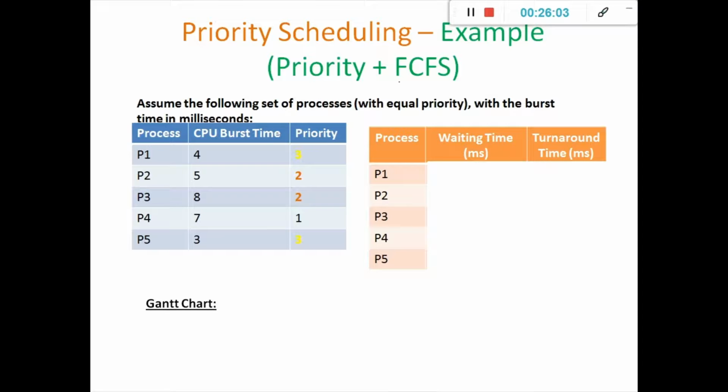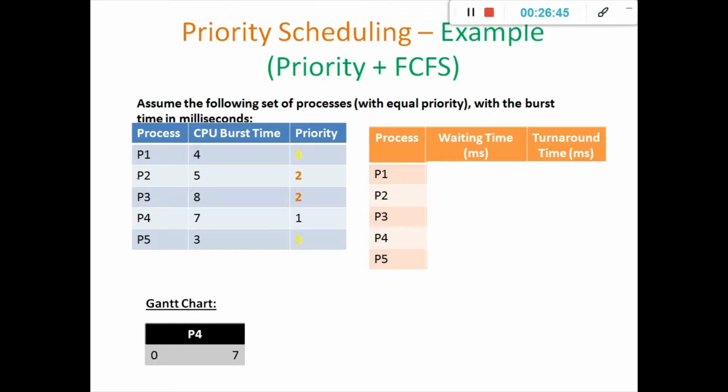Now let me explain the same with this Gantt chart. If you look into the set of processes, the highest priority process is P4, then P2 and P3 have the same priority, which is 2, and then P1 and P5 have the same priority, which is 3. So you have to start off with process P4. It completes its execution at 7 milliseconds. Then there is a confusion between P2 and P3 as to which one to start, because both have the same priority. In this case you have to follow the FCFS scheduling algorithm, that is first come first served.